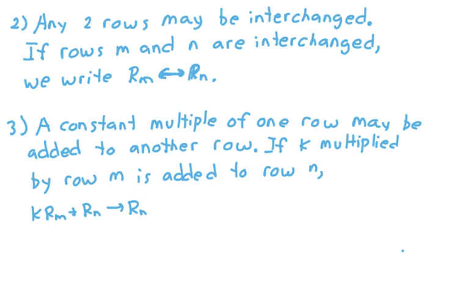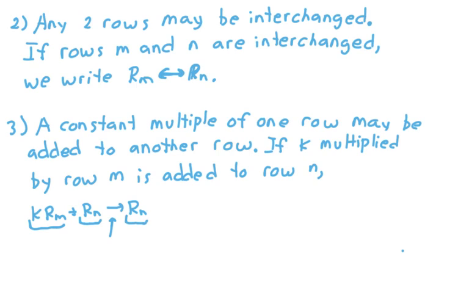Number three, a constant multiple of one row may be added to another row. So if k multiplied by row m is added to row n, we write kRm plus Rn, and what this arrow tells me to do is put the result back into row n.